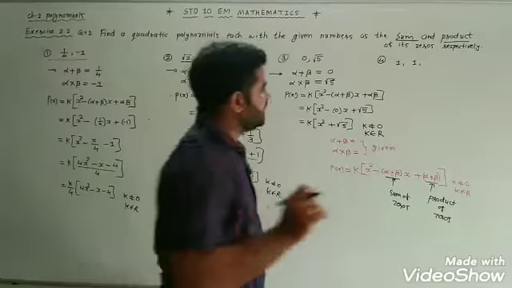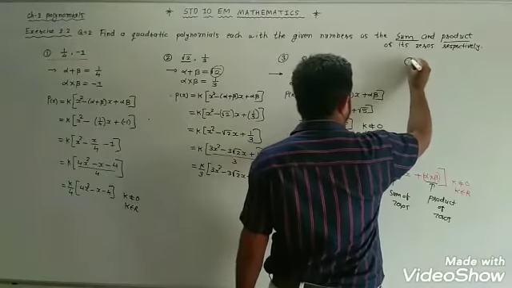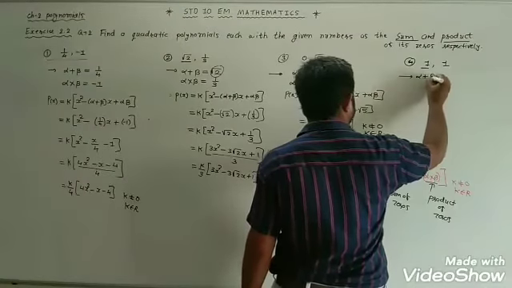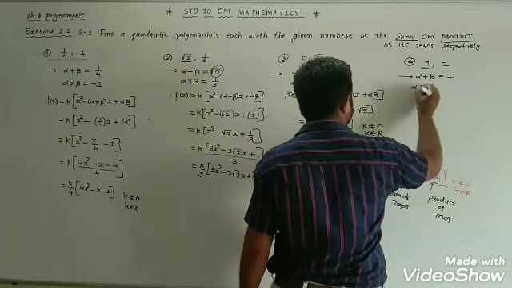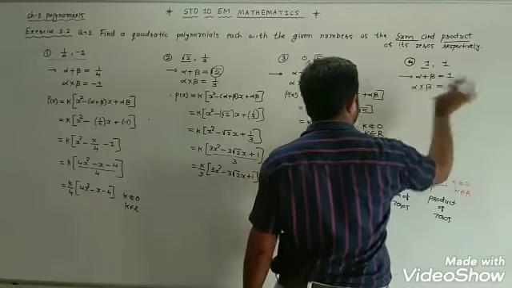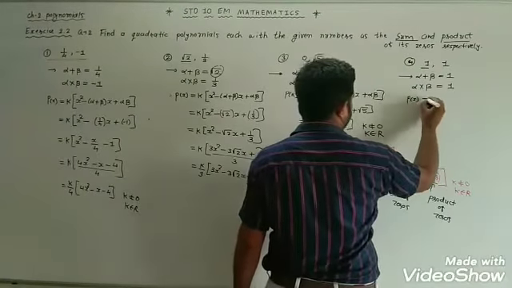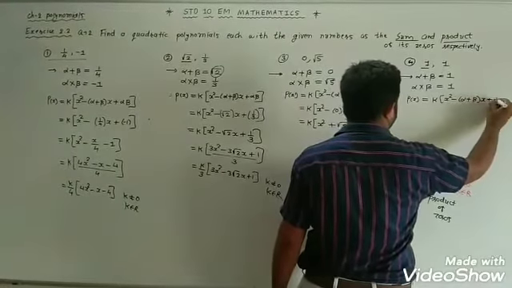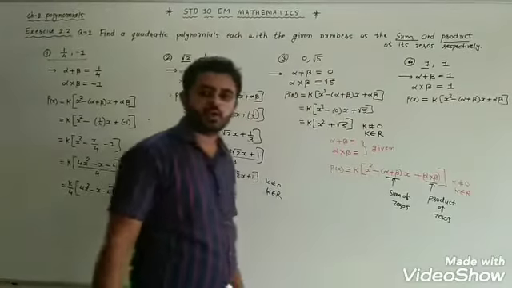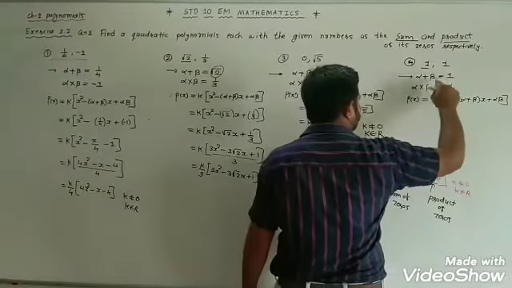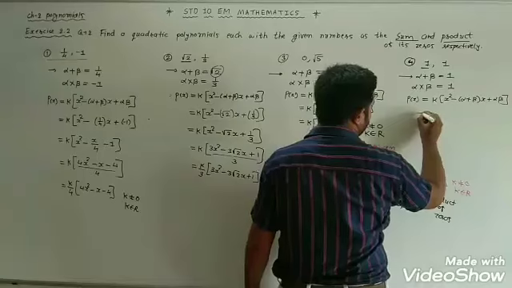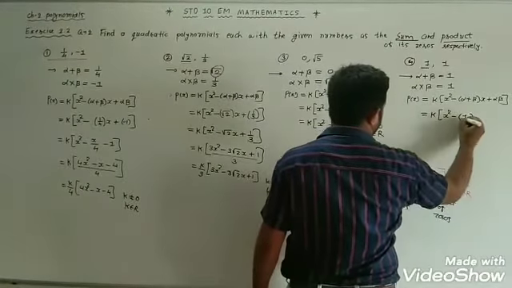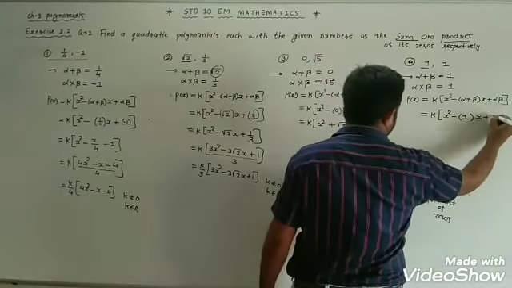Okay, now fourth question. What is in the fourth question? 1 and 1. First result is sum of zeros, so alpha plus beta is equal to 1, and second result is product of zeros, so alpha into beta is equal to 1. Now corresponding quadratic polynomial k into bracket x square minus alpha plus beta into x plus alpha into beta, bracket over. Now we put the value of sum of zeros and product of zeros in this formula, then we have k into bracket x square minus alpha plus beta, which is 1, into x plus alpha into beta, which is 1.